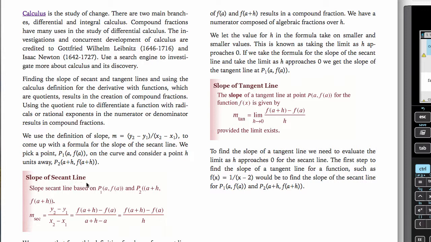The secant line is a graph that will cut the function in two different places. When you study calculus, one of the concepts that you study at the very beginning is the concept of limits. So if we take the limit of this as h approaches 0, provided the limit exists, we come up with the slope of the tangent line.